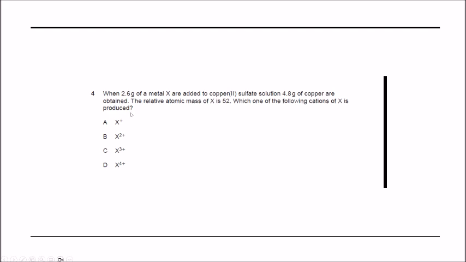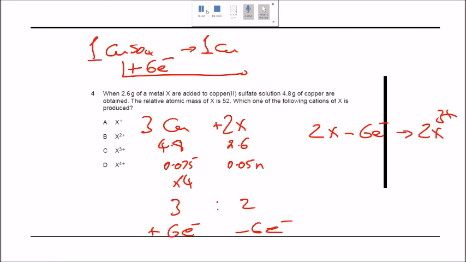Right, again, have a look at this one. Another one I just plucked out, might be worth having a look at. So if we look at this one, very similar to the last one, to be honest with you. We had 2.6 grams of X, which turns out at 0.05 moles of X. We're given the atomic mass of X further down. 4.8 grams of copper was made. Now, the 4.8 grams of copper came from the copper sulfate, but that has to be in a 1-to-1 ratio.